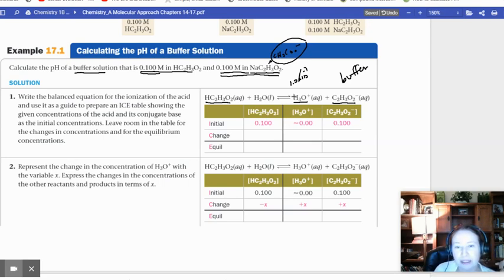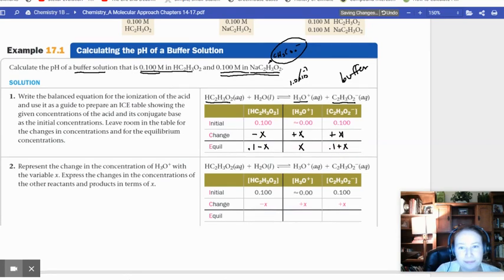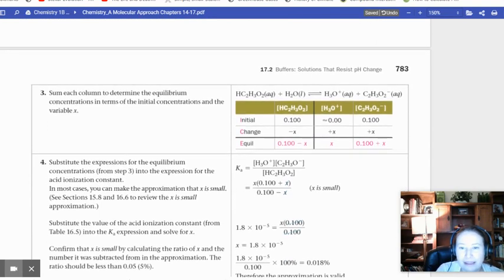And what's going to happen? The acid is going to go down by a certain amount, and the acetate over here is going to go up by a certain amount. And the H3O plus also goes up since it's a product. So I will get 0.1 minus x, and then this one is 0.1 plus x over here. This is our equilibrium concentrations that we just figured out. Plug those into the Ka expression.